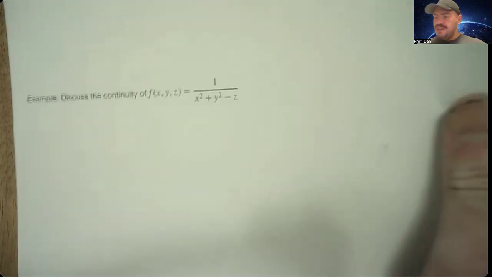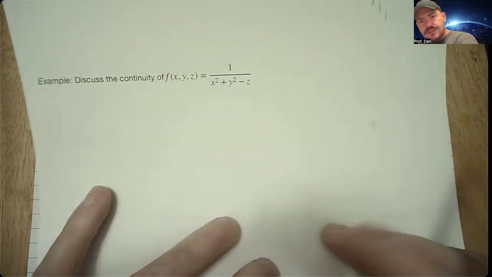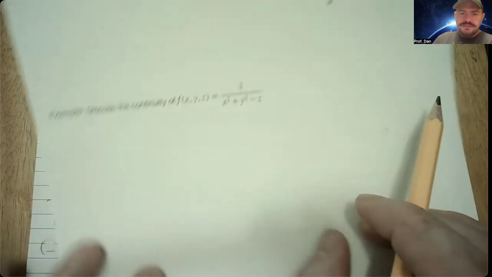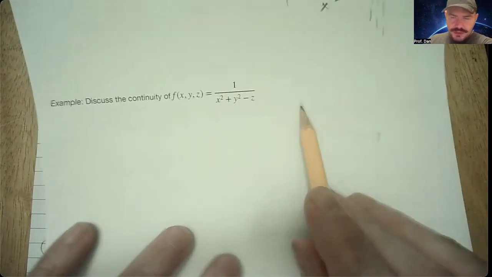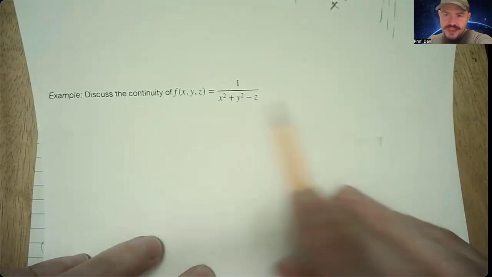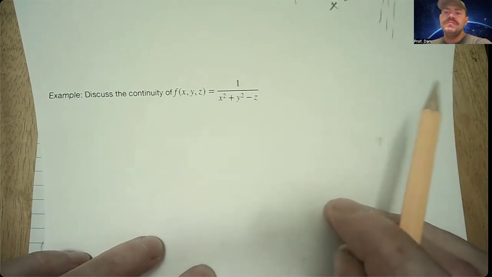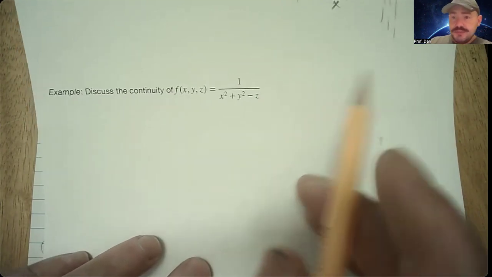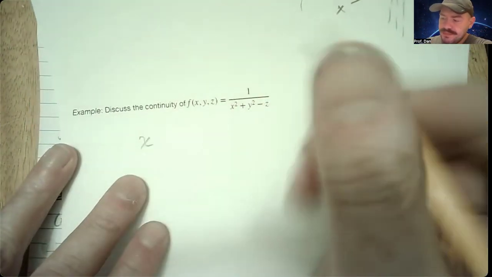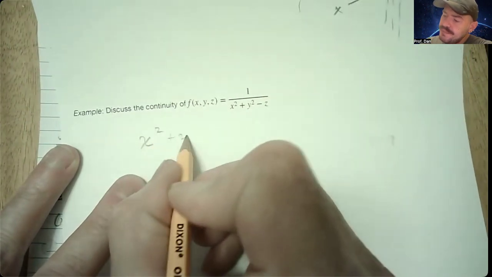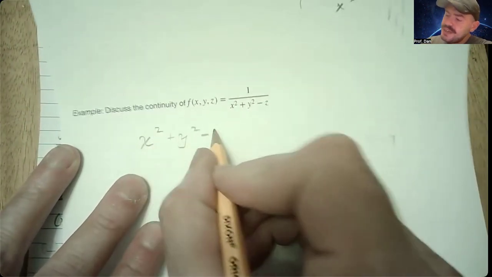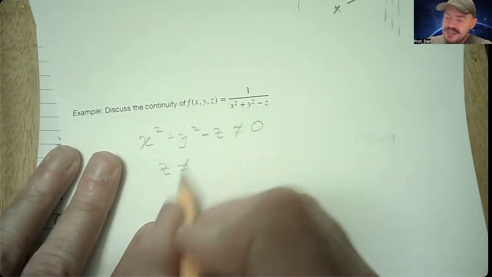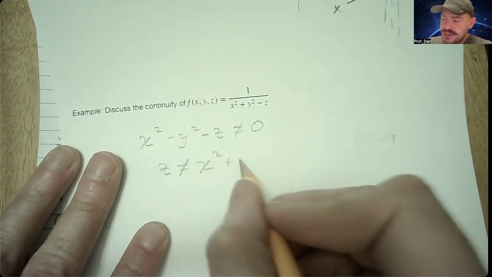All right. Now let's look at the continuity of a three variable function. So, four-dimensional graph. For this one, we still have the same math no-no that we're looking at. Denominator cannot be zero. So basically x squared plus y squared minus z cannot be equal to zero. If I rearrange this, I end up getting that z cannot equal x squared plus y squared.